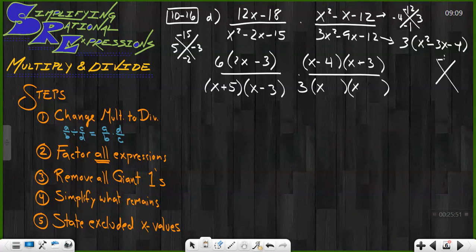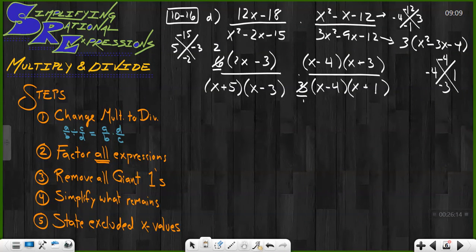And what multiplies here to get negative 4 but adds to get negative 3? Well, that's negative 4 and positive 1. So negative 4 and positive 1. Now everything's factored. Let's cancel what we have. I'm going to start with my numbers first. Some of you might forget about the numbers, but don't miss them. I've got a 6 and a 3 here. All right, 6 and 3. 3 goes into 3 once, and 3 goes into 6 twice.